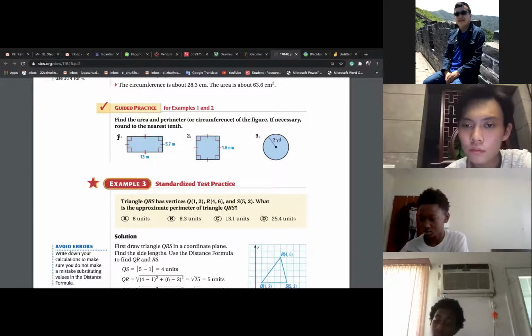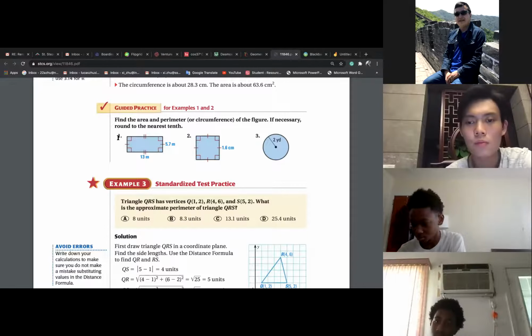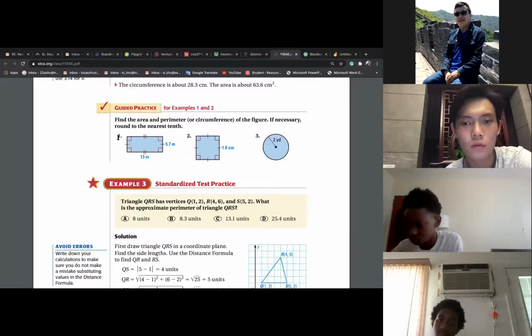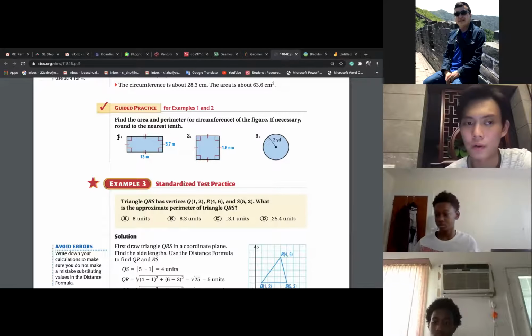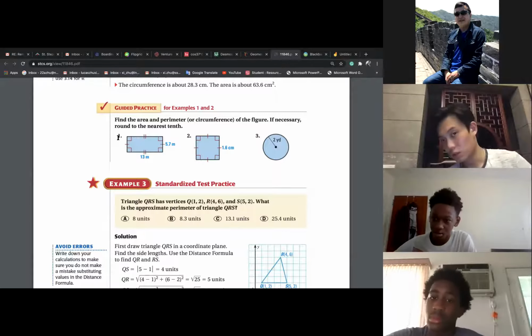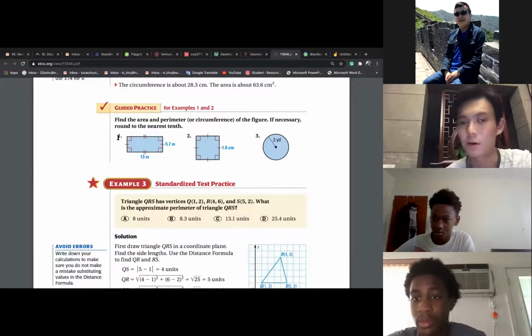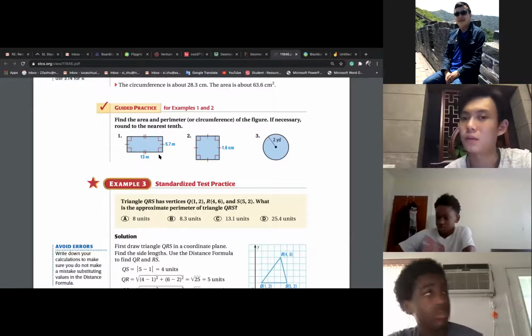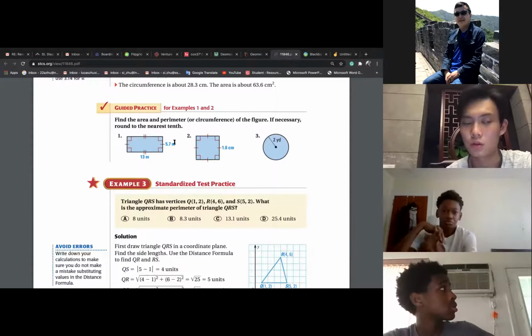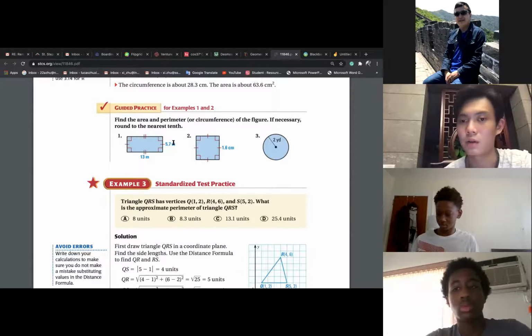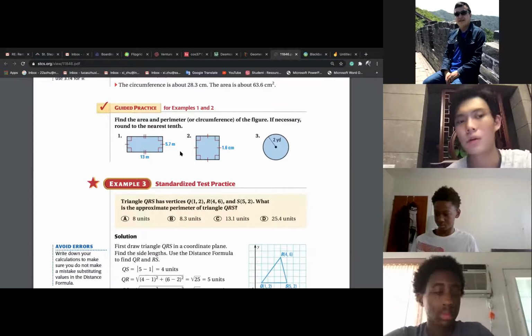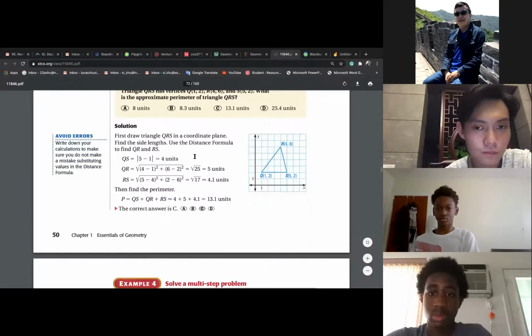Got it? Okay, what's the area? 74.1. Yup. And what's the perimeter? 37.4, right? It is right. But remember, when you write the answer down, remember the unit behind it. For area, you have to put meter squared behind it, and for perimeter, you just put meter.